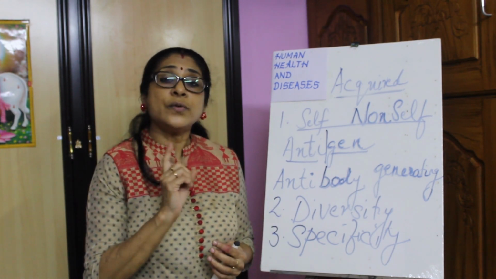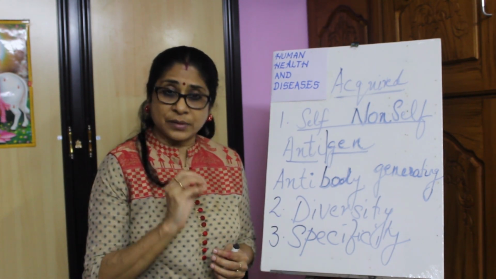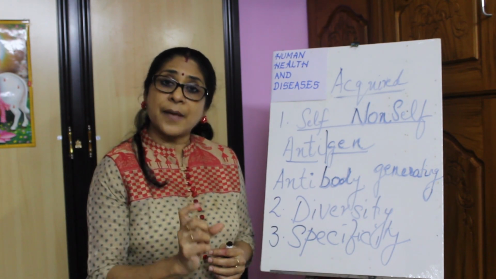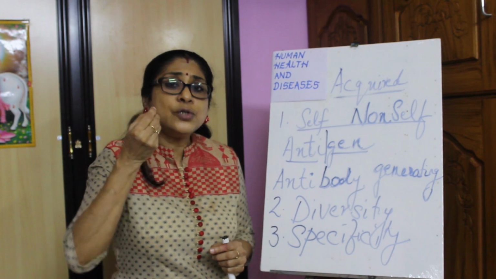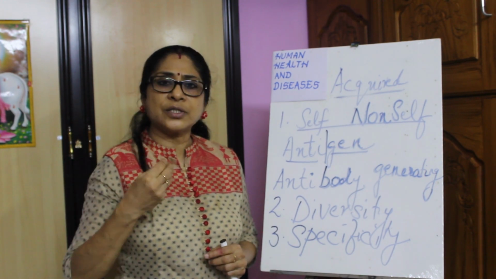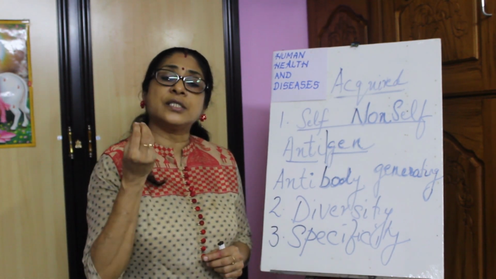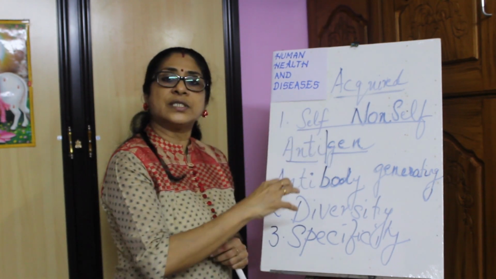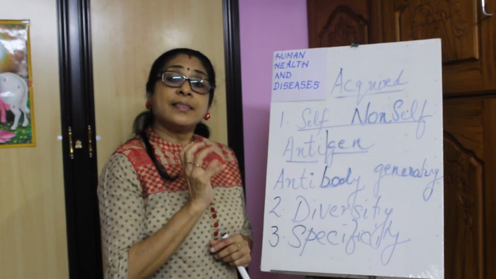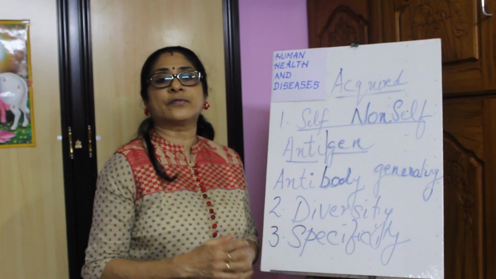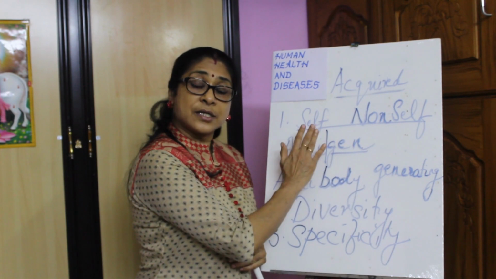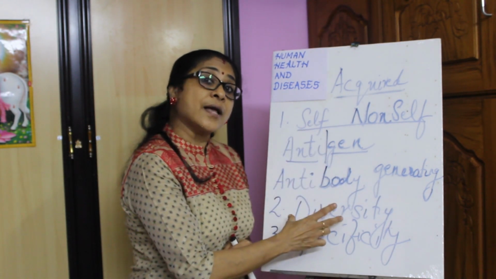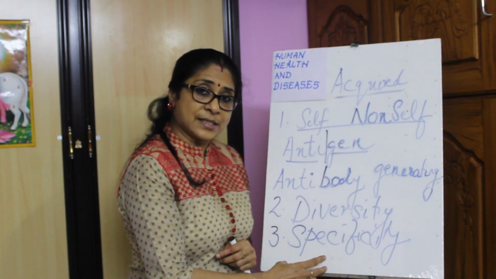But not so with our immune system. Our immune system is capable of distinguishing even very minute changes. It could be a molecular change or a structural change in an antigen which enters into our body. And that particular concept of the immune system is known as specificity. So recognition of self from non-self, diversity, specificity.